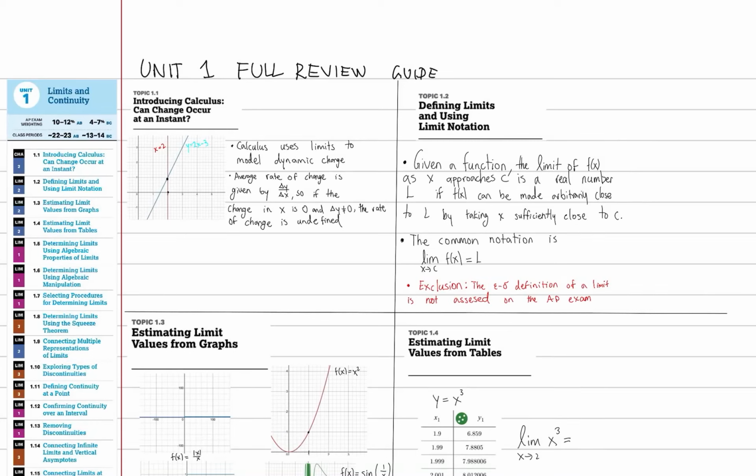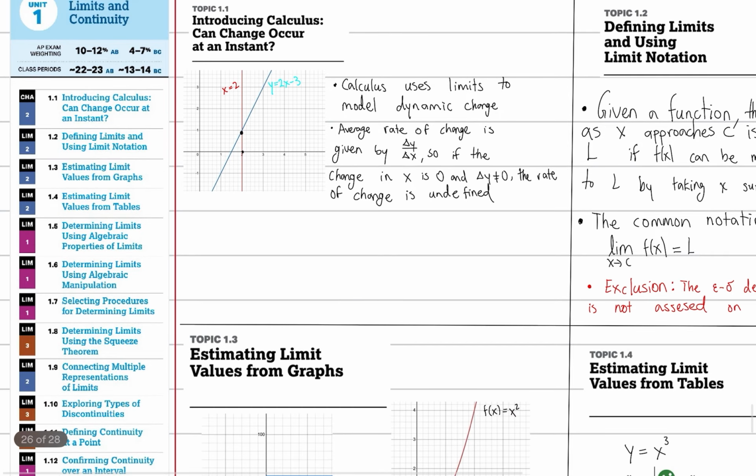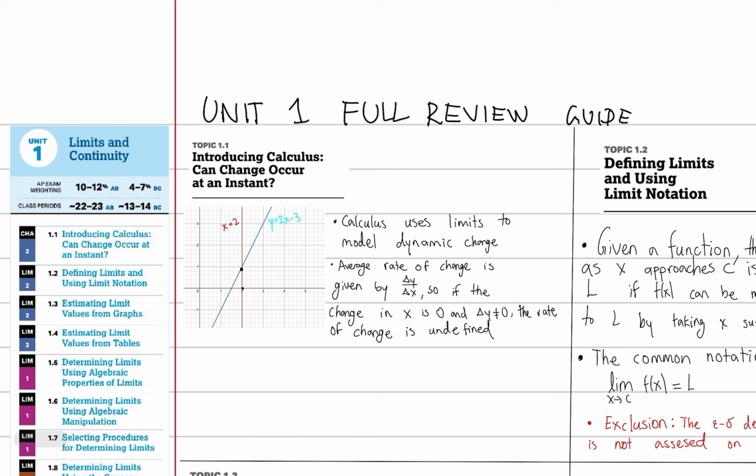Hello and welcome to the Unit 1 full review guide for the AP Calculus AB/BC exam. Unit 1 is limits and continuity, and it goes from 1.1 to 1.16. On the AP exam, it is 10 to 12% of AB and 4 to 7% of BC.